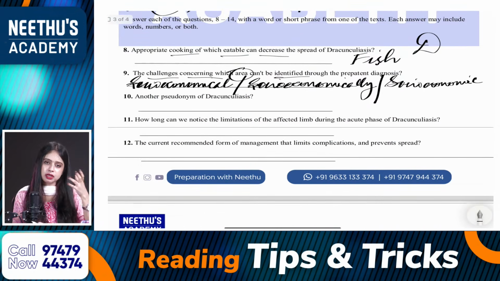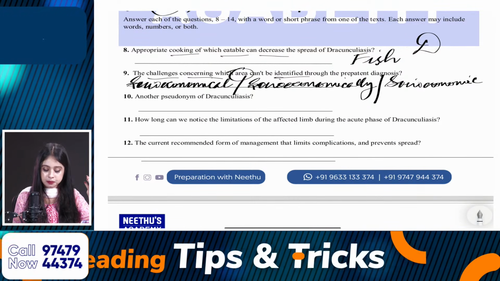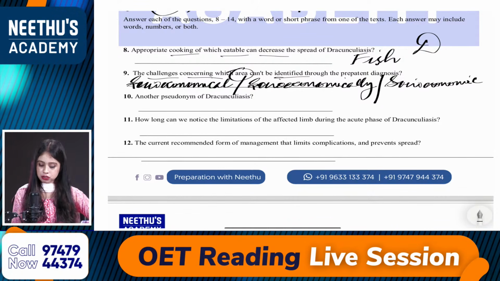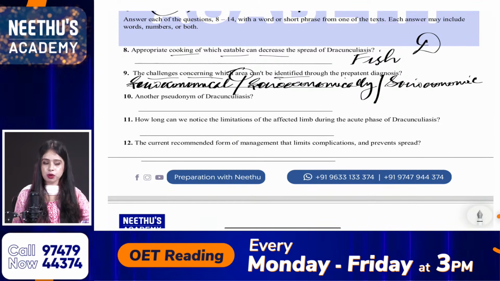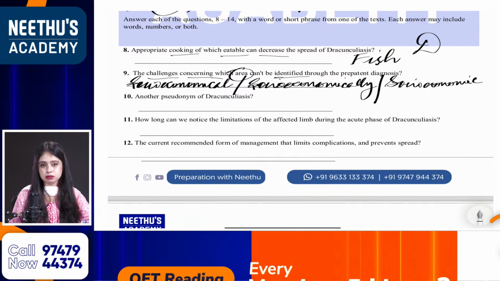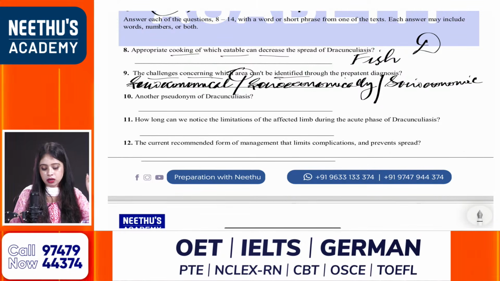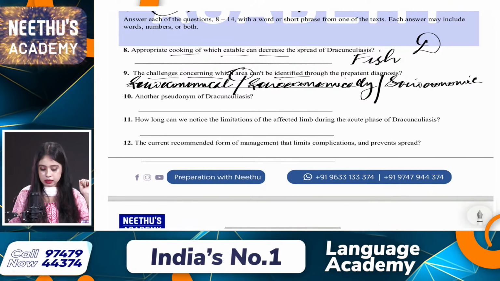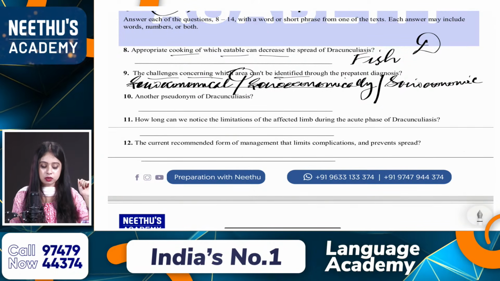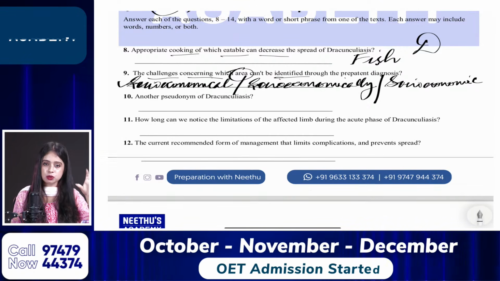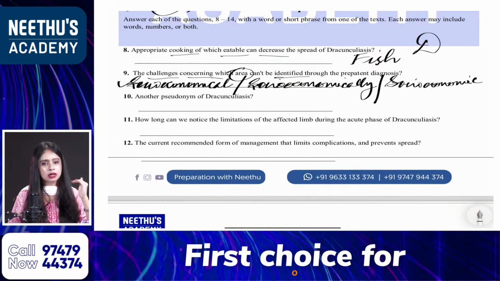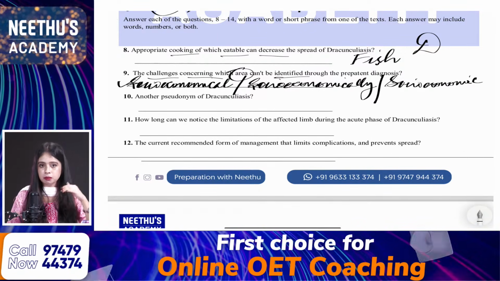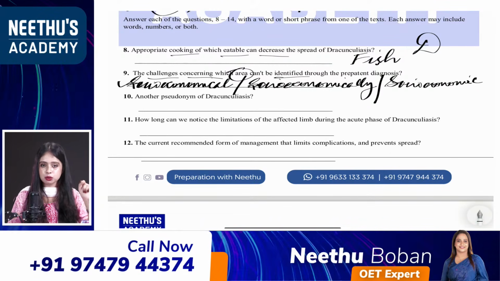Okay, here see what the question is. Challenges concerning which area cannot be identified through the pre-patent diagnosis. That is the question. So when it asks which area, we can't write socio-economically. It's not correct. Socio-economic, it's not correct. Socio-economical, that is the correct answer. So that means the first one is correct. We say socio-economical area. When it comes in a sentence with challenge and area, that is socio-economically. But if it is a question, the answer will be socio-economical.